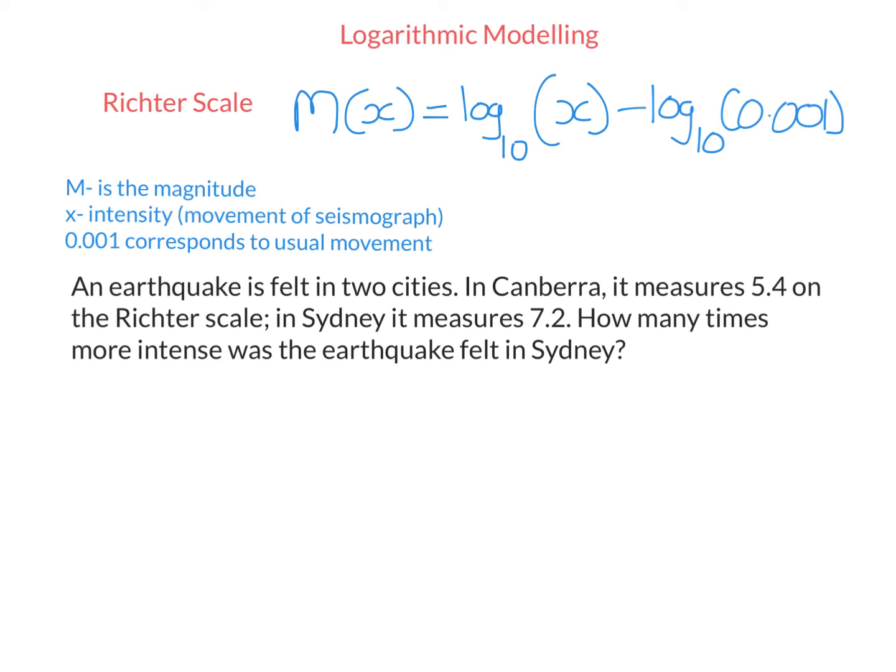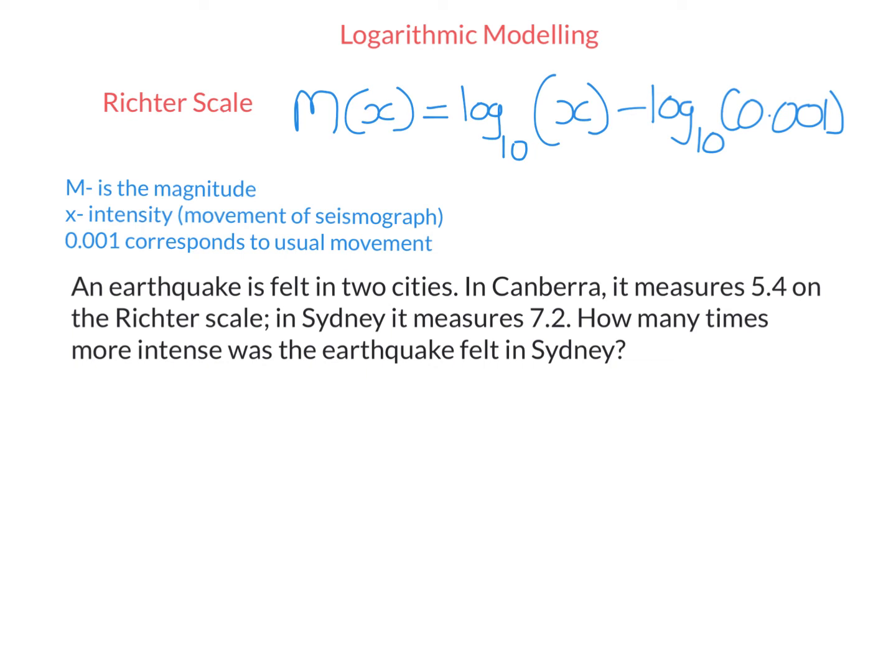And we have this 0.001 here. That's the normal movement of the earth. This is like a comparative scale. When you're measuring the magnitude of the earthquake, you're measuring how much the seismograph has moved compared to what it normally moves as its default.